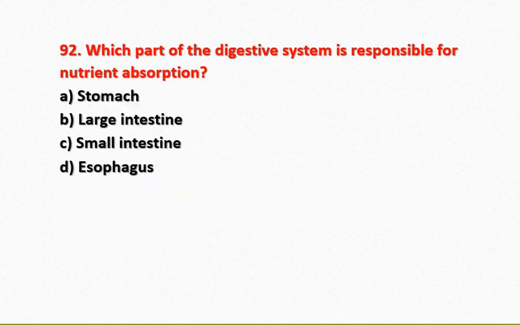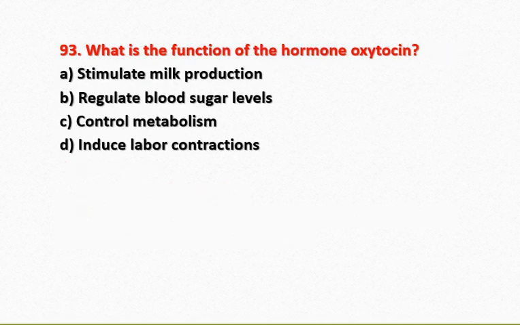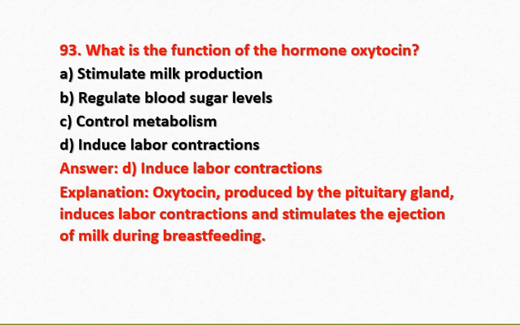Which part of the digestive system is responsible for nutrient absorption? Correct answer is option C, small intestine. What is the main function of the hormone oxytocin? Correct answer is option D, induce labor contraction.